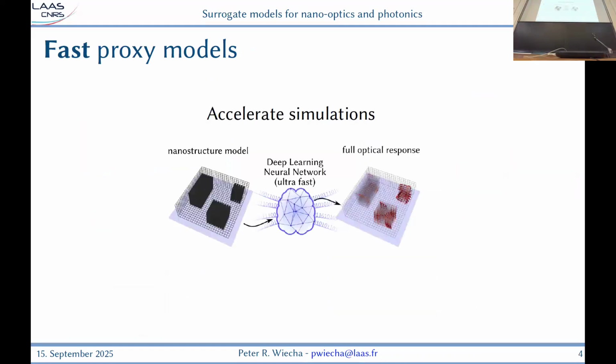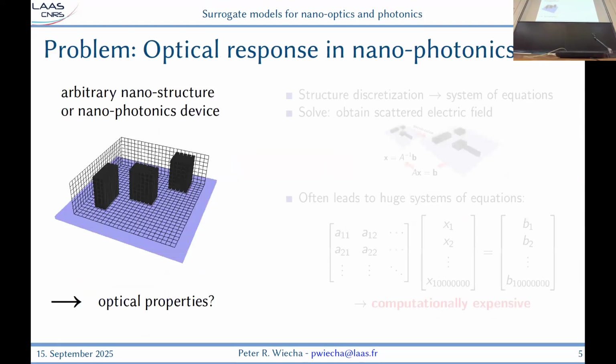Okay, so the first, maybe most obvious application of a surrogate model could be to accelerate some very slow simulation or some difficult-to-describe system, like an experimental system, okay? And I will stay with nano-optics now, because that's what I probably can talk about. Usually, if you want to describe some nanostructure, the problem is to find the optical properties of this nanostructure or of some nanophotonics device.